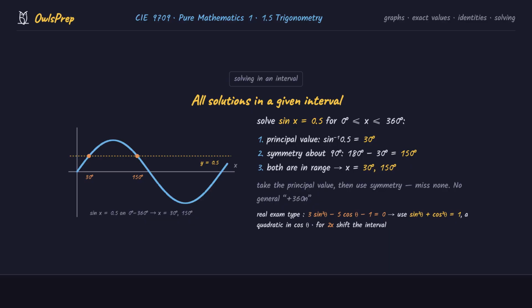Real exam questions often dress this up as a quadratic in trig, with both sine squared and cosine present. There you first use sine squared plus cosine squared equals 1 to turn it into a quadratic in cosine. Solve that. Then apply this same method. And if the equation is in terms of 2x or x plus 30, remember to change the interval to match.